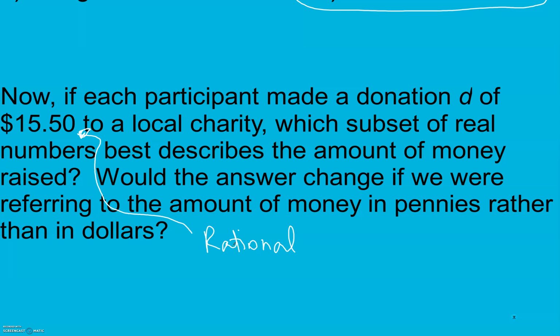Now, would the answer change if we were referring to the amount of money in pennies rather than in dollars? So if instead of $15.50, we were talking 1,550 pennies or cents. Okay, yeah, our answer would change. Here would be a natural number. Okay, we know it terminates, so we know that it's rational. If we break it down further, it's positive. Positive doesn't have a decimal. It is a natural number.